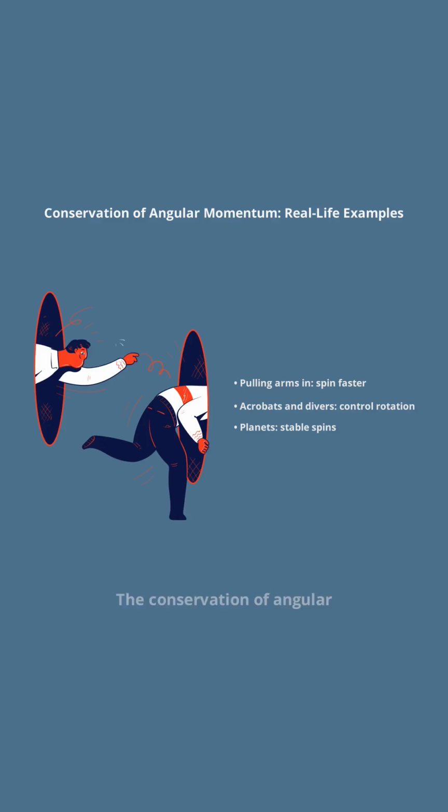The conservation of angular momentum explains many real-life phenomena. When a spinning figure skater pulls in their arms, their moment of inertia decreases, so their angular velocity increases to keep L constant. The same principle applies to acrobats, divers, and even rotating planets. This law is a powerful tool for analyzing rotational systems where no external torque acts.